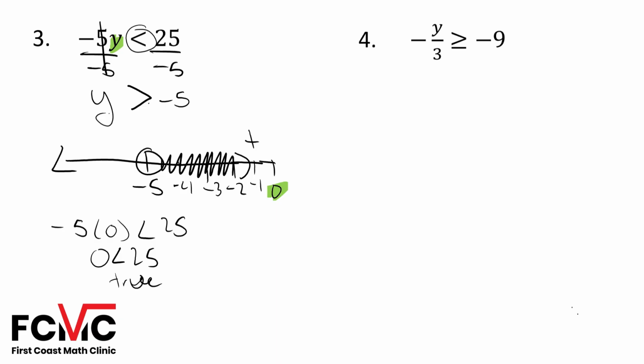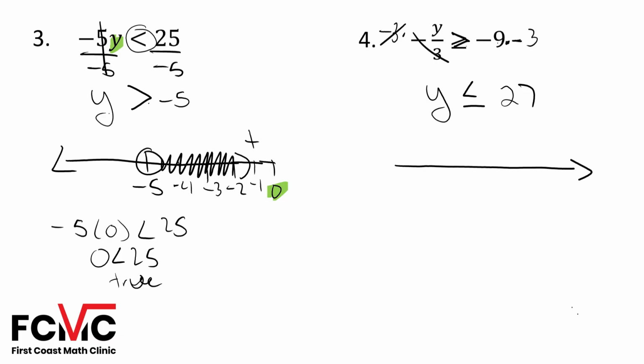And number 4, we've got negative y over 3 is greater than or equal to negative 9. So we want to get the y by itself. Let's multiply by negative 3 and negative 3 on the left and the right side. So the negative 3 and negative 3 cancels out on the left. So we get y on the left side. And then 9 times negative 3 is going to give us 27. But now we're multiplying by a negative, so this inequality has to flip. Instead of greater than or equal to, it's going to become less than or equal to.